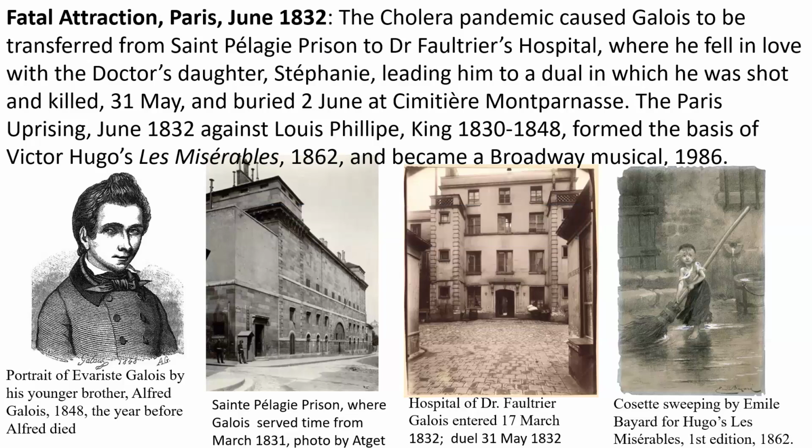This is June, Paris, June 1832. And at that moment in time, the cholera pandemic. It was like our COVID pandemic. And the cholera pandemic caused Galois to be transferred from Saint-Pélagie prison to Dr. Faultrier's hospital. It was like a pension hospital. The other prisoners were also moved.